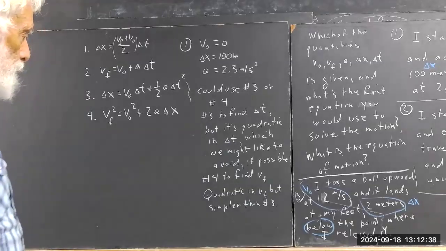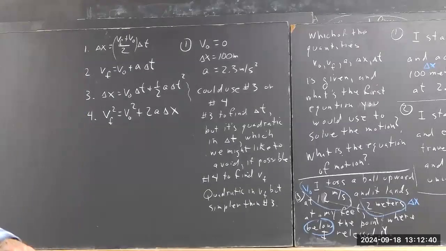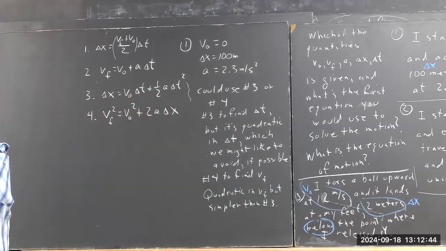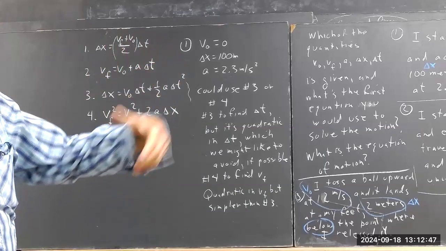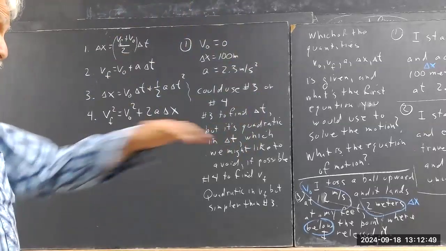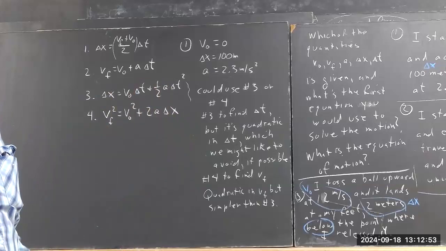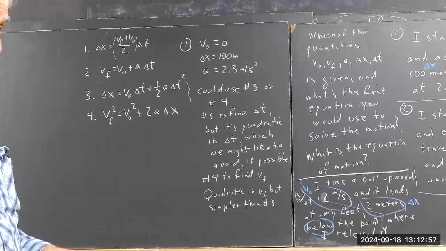Quadratic in vf, but it's simply the number 3. And that's the thing that comes out with a quadratic. To solve this one, you'd have to use the quadratic formula. So you get negative b plus or minus the square root of b squared minus 4ac, all over 2a, right? You have a plus or minus, and you've got to decide which one to use. Okay? That can be tricky.